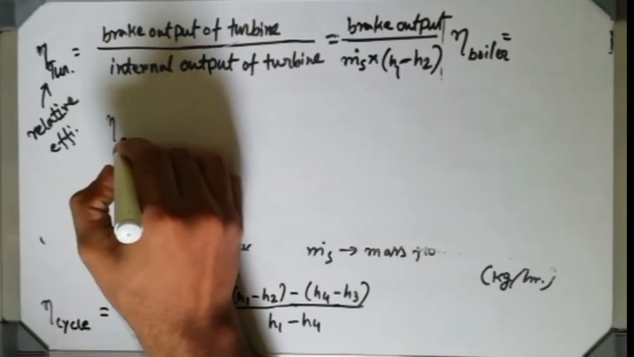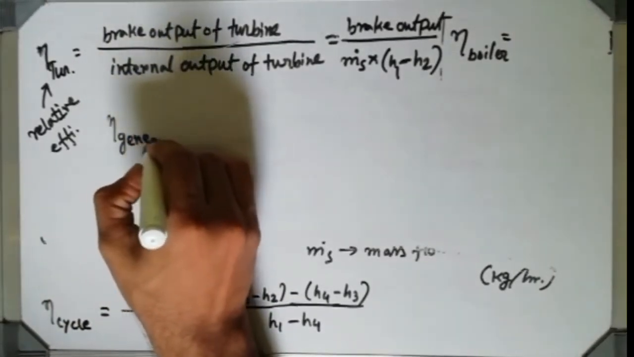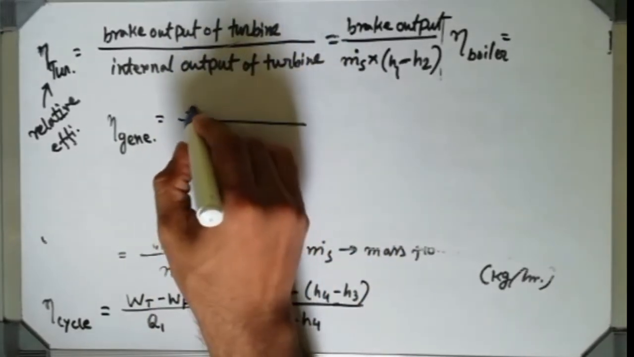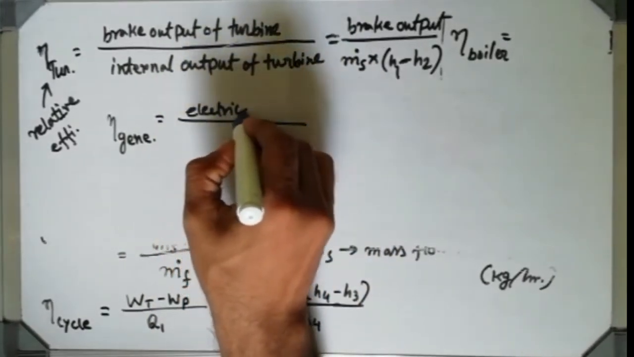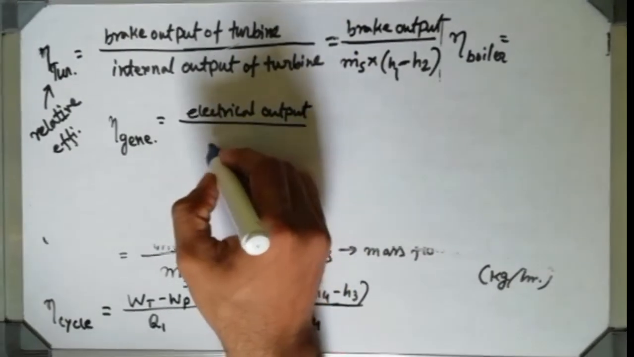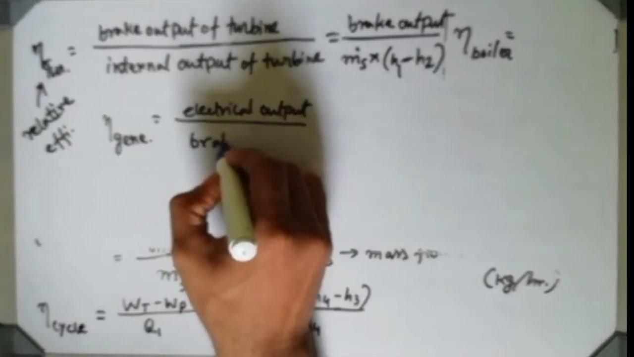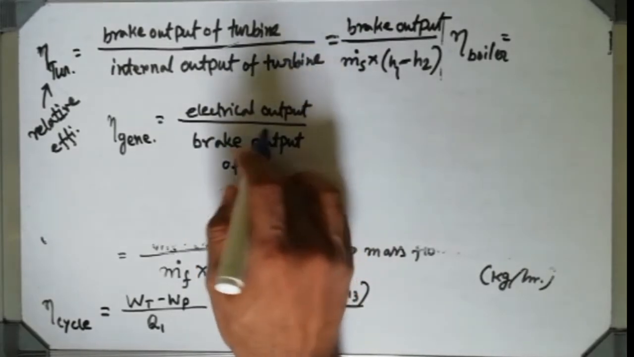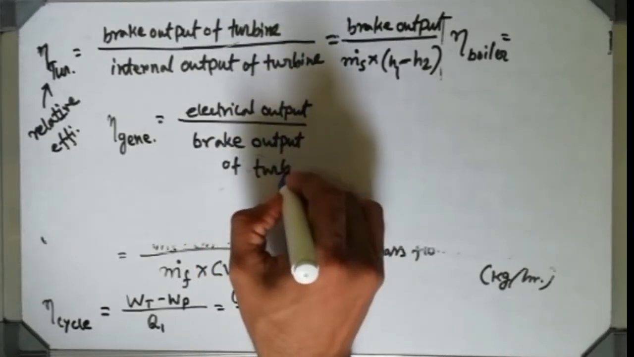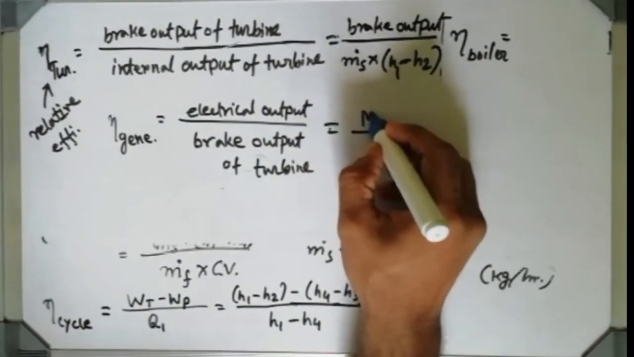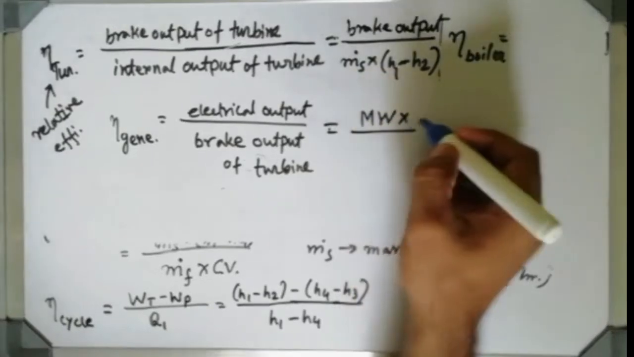And if you try to find out the generator efficiency, generator efficiency means the electrical output of the turbine generator, and the input means the brake output of the turbine, because that is the input of the generator. So that way I can find it out. The electrical output also will be given in the problem. It will be expressed in megawatt.